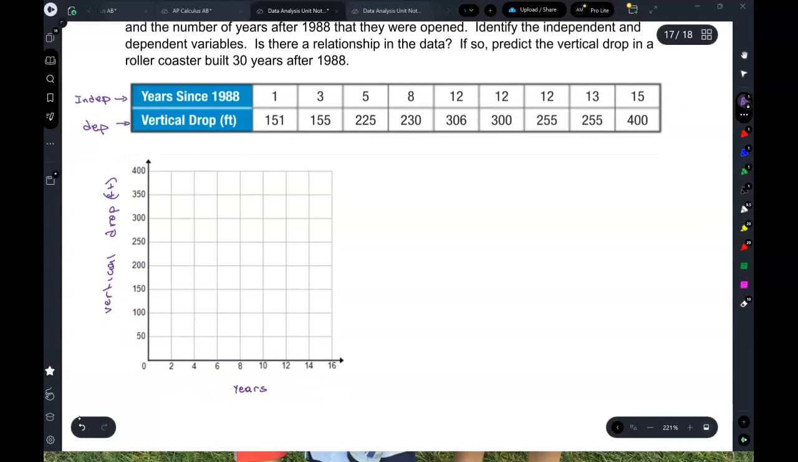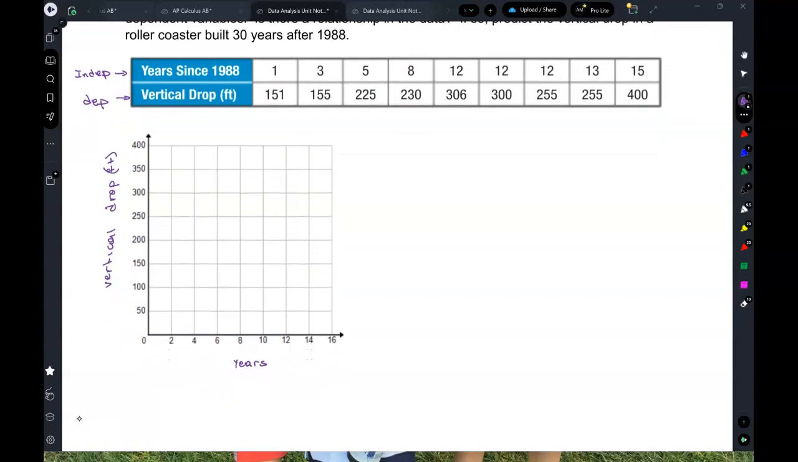Okay, let's plot these points. Okay, so 1 year after, the vertical drop is 151. That's got to be super close here. And 3 years after, it's 155. 4 years after, no, 5 years after, it's 225. 8, 230. 12, 306.